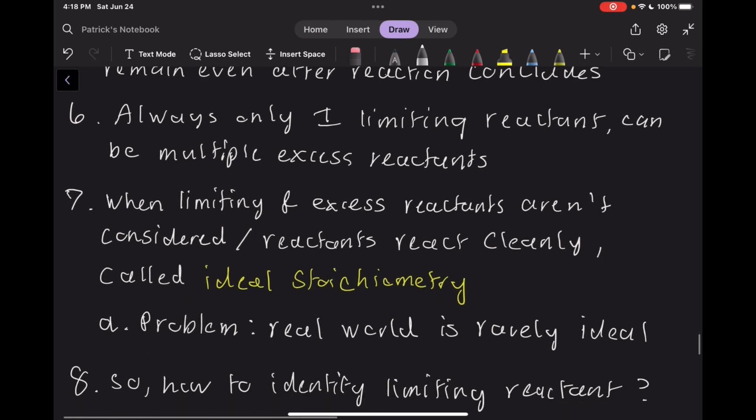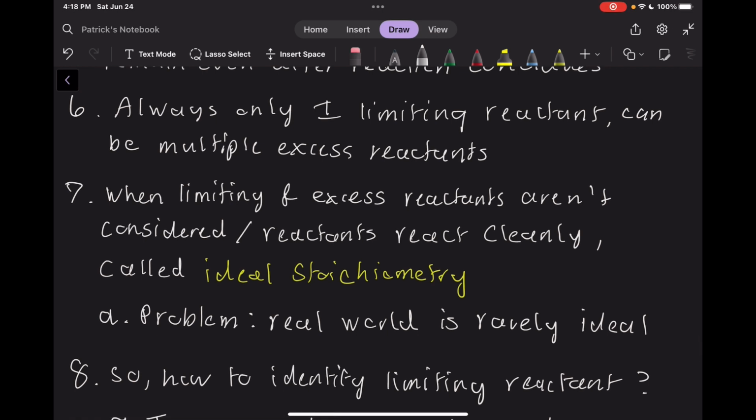We have to consider the influence of limiting and excess reactants in stoichiometry in order to be truly accurate to real-world chemistry. The sort of stoichiometry we discussed last time, the sort where limiting and excess reactants are ignored and every reaction is said to react cleanly, this type of stoichiometry is usually called ideal stoichiometry. The problem, of course, is that real life is rarely ideal.